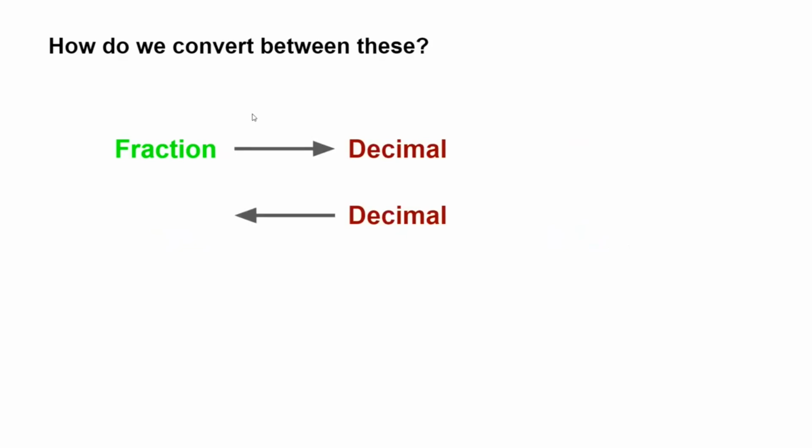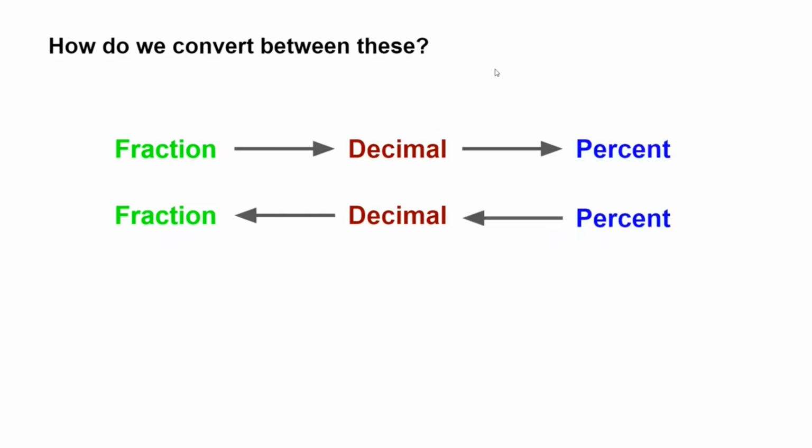So let's get to work on that. How do we convert between these? We're going to focus on 4 conversions from fraction to decimal. Then we're going to go from decimal back to fraction. We're going to go from decimal to percent, and from percent back to decimal. This will give us everything that we need.